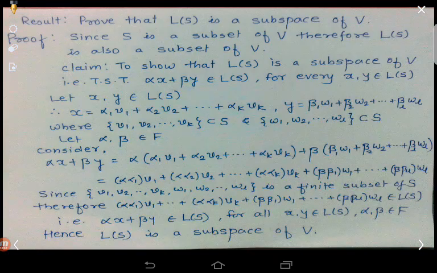After these two definitions, let us prove one result. Prove that the linear span of S, denoted by L of S, is a subspace of vector space V. S is a subset of V, and therefore L of S is also a subset of V. This is the first condition we need to prove a subspace.